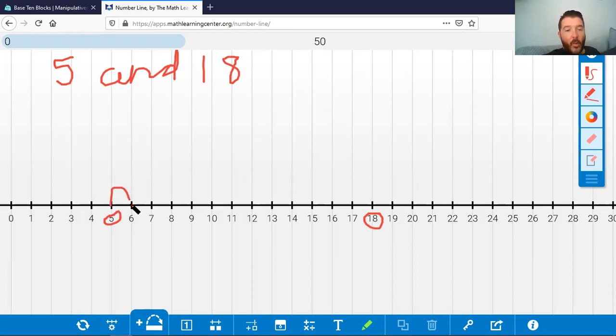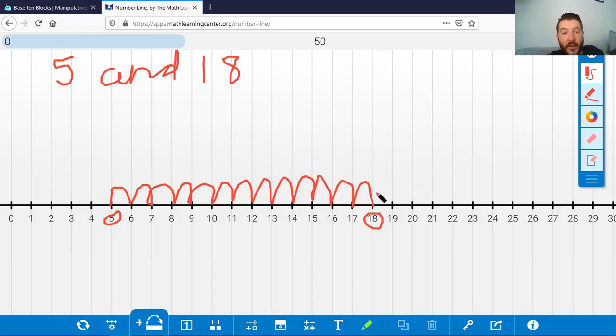So we're going to go 1, 2, 3, 4, 5, 6, 7, 8, 9, 10, 11, 12, 13. So double check that. Count my jumps. 1, 2, 3, 4, 5, 6, 7, 8, 9, 10, 11, 12, 13. So the difference between 5 and 18 is 13.